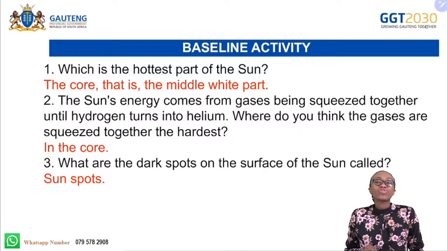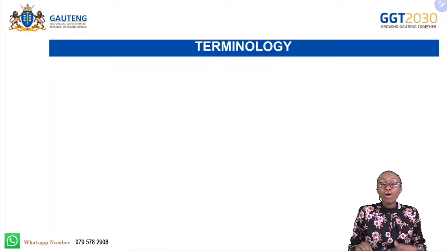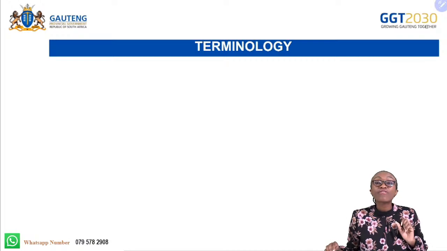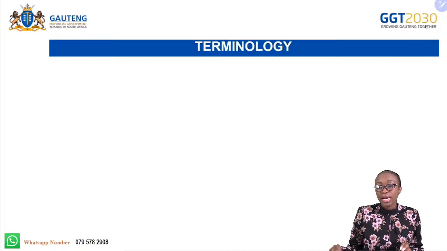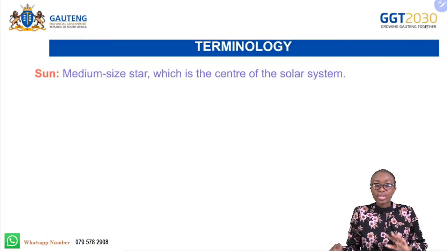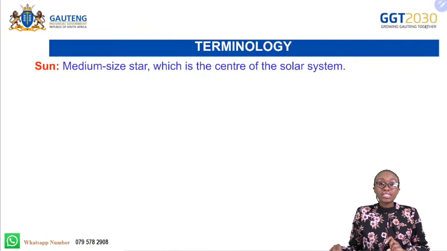Welcome back. I'm sure you've copied down the corrections. Now let's move on to terminology. These are the very important terms that we're going to come across during today's lesson. So let's go on and look at the terms. The first term is sun. This is a medium-sized star which is the center of the solar system.